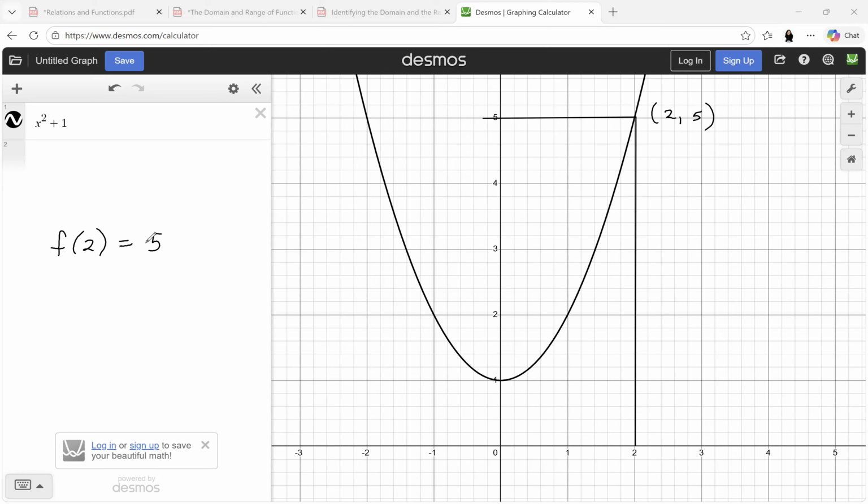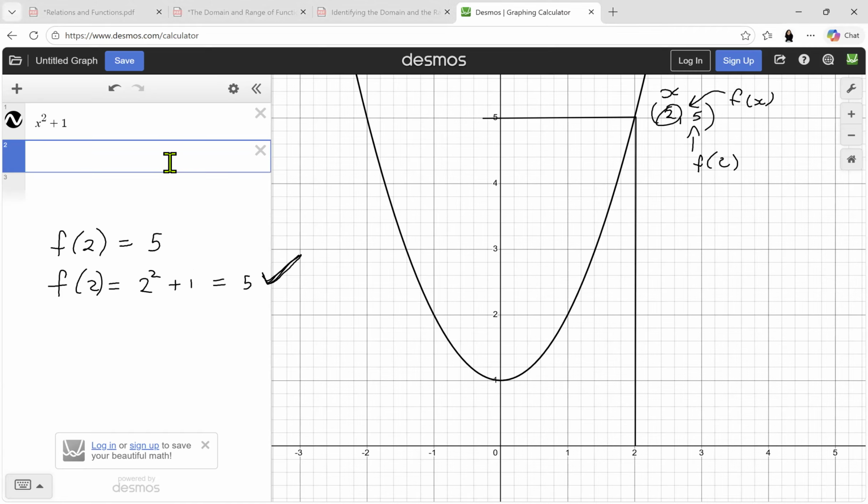And if I had to work it out algebraically, it would be f of 2 is equal to 2 squared plus 1, which is 4 plus 1, which is 5. See how it works? Your x value is your x value, and then your y coordinate is your f of x value. So 5 is f of 2. Let me put that point in. That was 2, 5, the coordinates of that point.